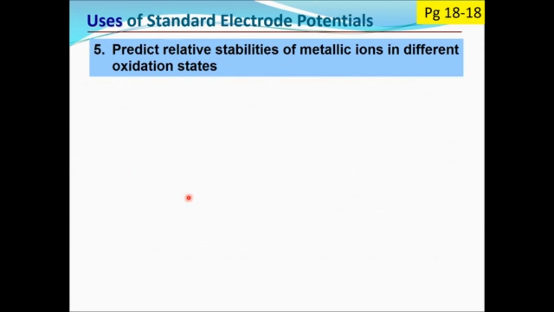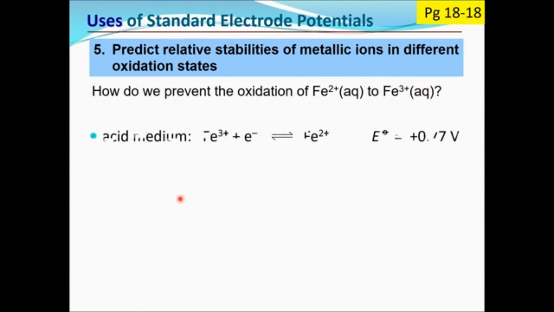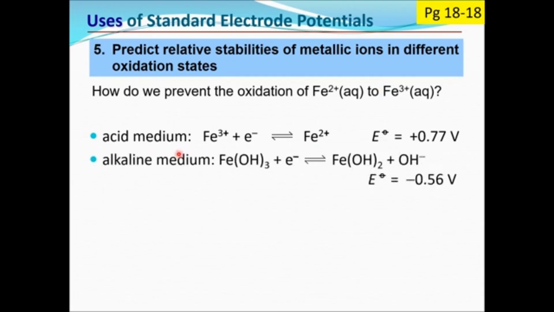One is to predict stability of the metallic ion in different oxidation state. So in this case, if we want iron 2 plus rather than iron 3 plus, you realize that there are a couple of equations we can look at from the data booklet as well. One is in acidic medium, one in the alkaline medium. Okay, this is the case for a few of the transition metal ions that you can pick up from the data booklet. We will learn again more of this later on.